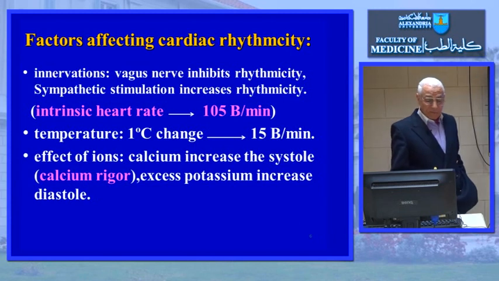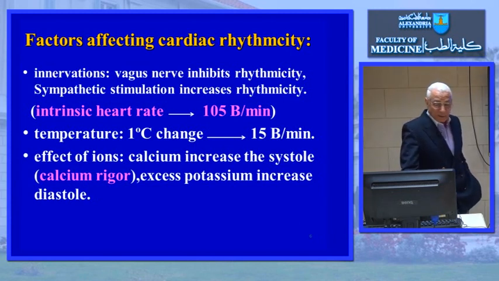Effect of ions, and the most important ones are calcium and potassium. Calcium: the more calcium in the body fluid, the more it increases systole at the expense of diastole, till at a moment we may get complete systole, or the heart enters what is known as cardiac standstill, systole without diastole, which is a fatal situation.